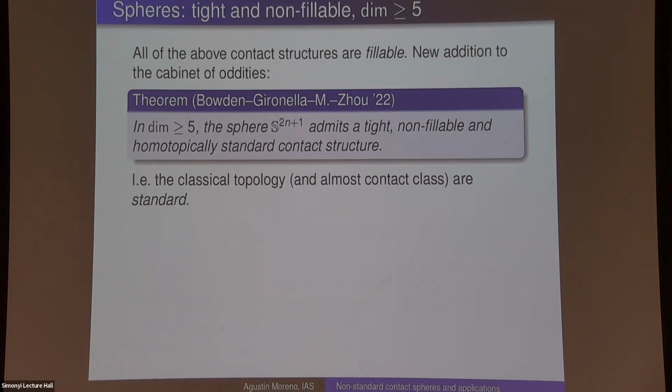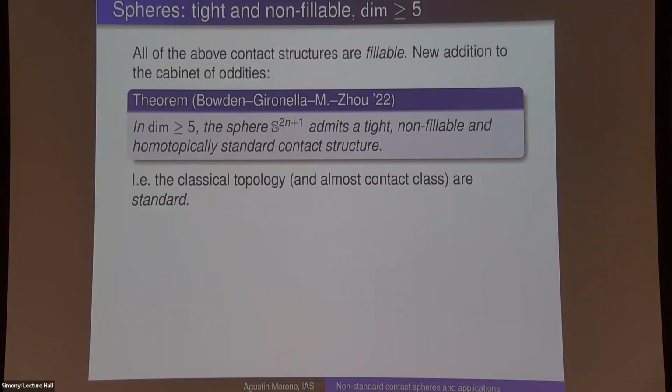So the theorem that we proved with Jonathan, Fabio, and Zhengyi very recently is that, in dimension at least 5, the sphere admits a tight but actually non-fillable and homotopically standard contact structure. Homotopically standard just says that the underlying almost contact structure is the same as the one induced by the standard contact structure. So in other words, the classical topology, including the almost contact structure, is as standard as it can be. What's non-standard is the contact topology.